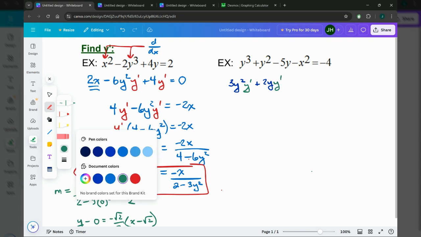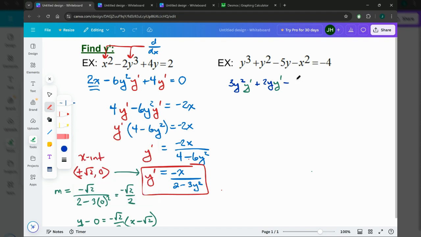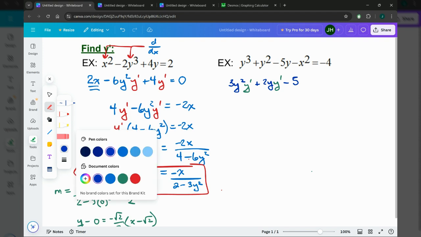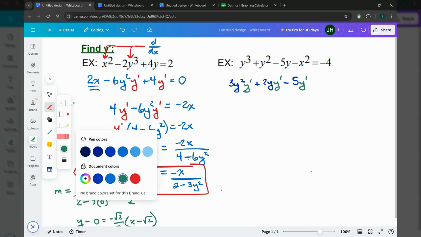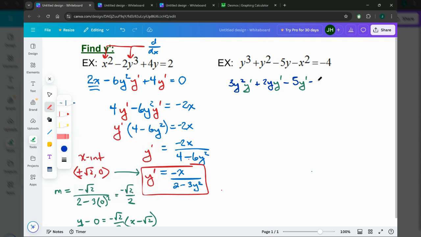You'll notice every time I have a y, and I'm taking the derivative with respect to x, I got to put a y prime. This one's obvious. The derivative of negative 5y is negative 5 times the derivative of y, which is dy dx, or y prime. Now, when you have x squared, the derivative of x squared is just 2x, and the derivative of negative 4 is 0.